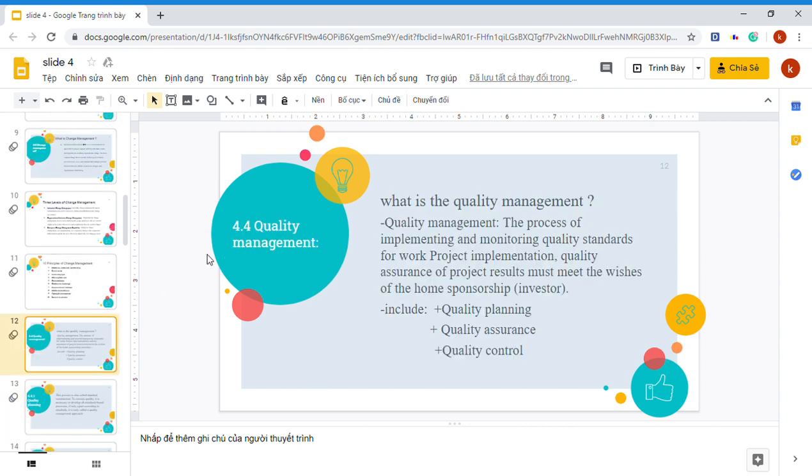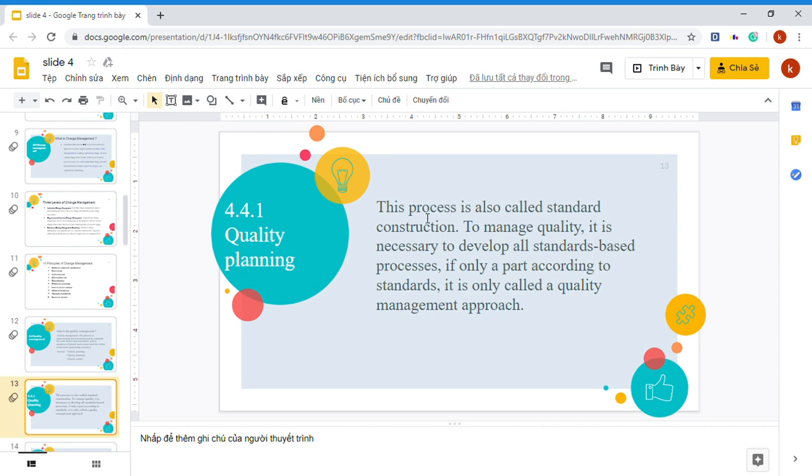4. Point for quality management. What is quality management? Quality management is the process of implementing and monitoring quality standards for work project implementation. Quality assurance of project results must meet the requirements of the sponsorship, and includes quality planning, quality assurance, and quality control.